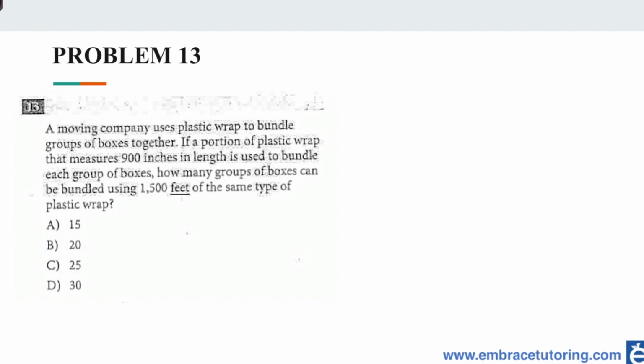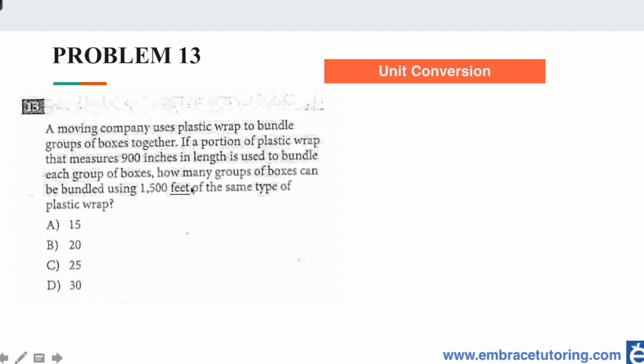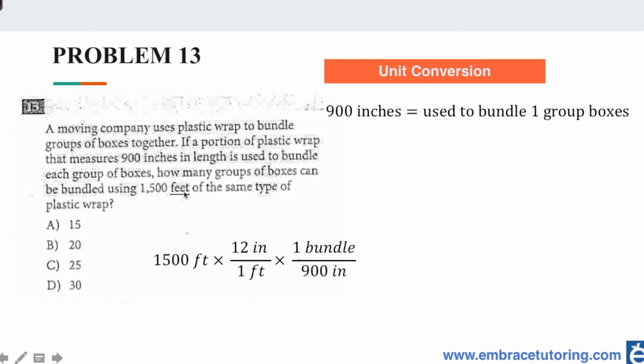Problem number 13, a moving company uses plastic wrap to bundle groups of boxes together. If a portion of plastic wrap that measures 900 inches in length is used to bundle each group of boxes, how many groups of boxes can be bundled using 1,500 feet of the same type of plastic wrap? Now, this is a standard unit conversion problem, so let's identify what unit conversions we have. We have 900 inches is going to be used to bundle one group of boxes, and we will need to know the unit conversion of inches to feet. That's generally standard, and the SAT will expect you to be able to memorize that for inches to feet.